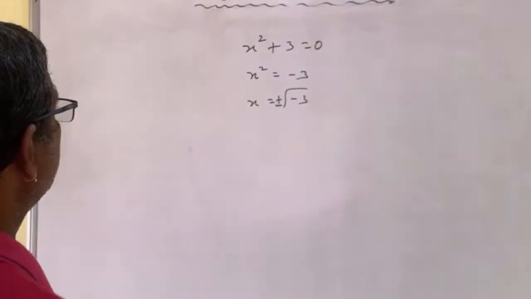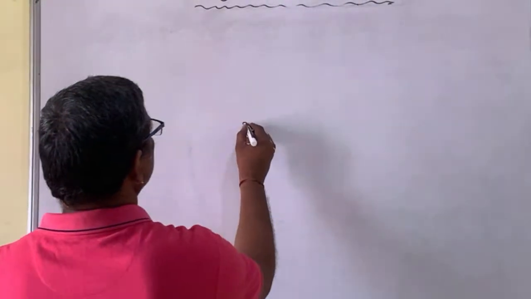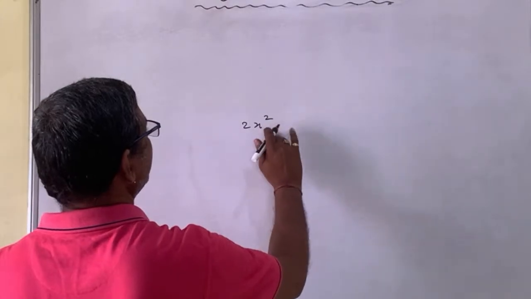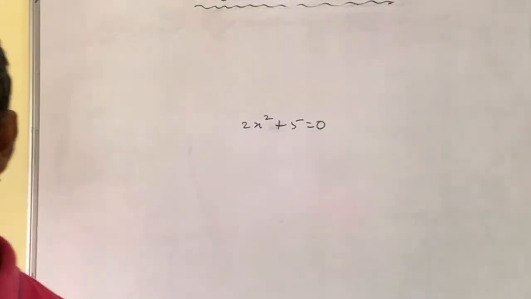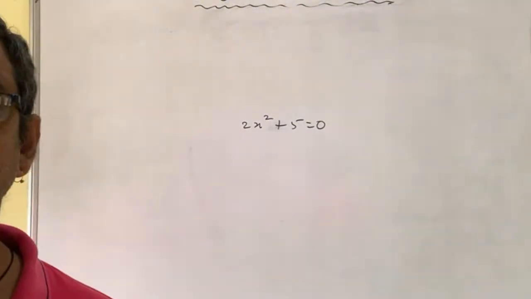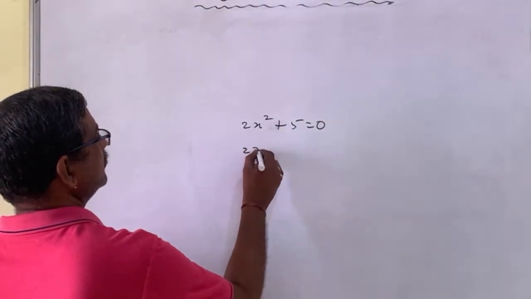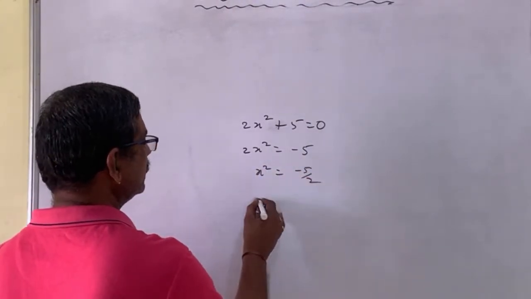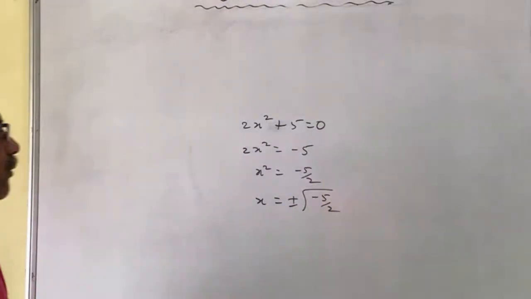One more problem on this we'll see. 2x square plus 5 is equal to 0. Find the zeros of this polynomial. Say 2x square is minus 5, x square is minus 5 by 2, x is equal to plus or minus root over minus 5 by 2. Over, that's all.